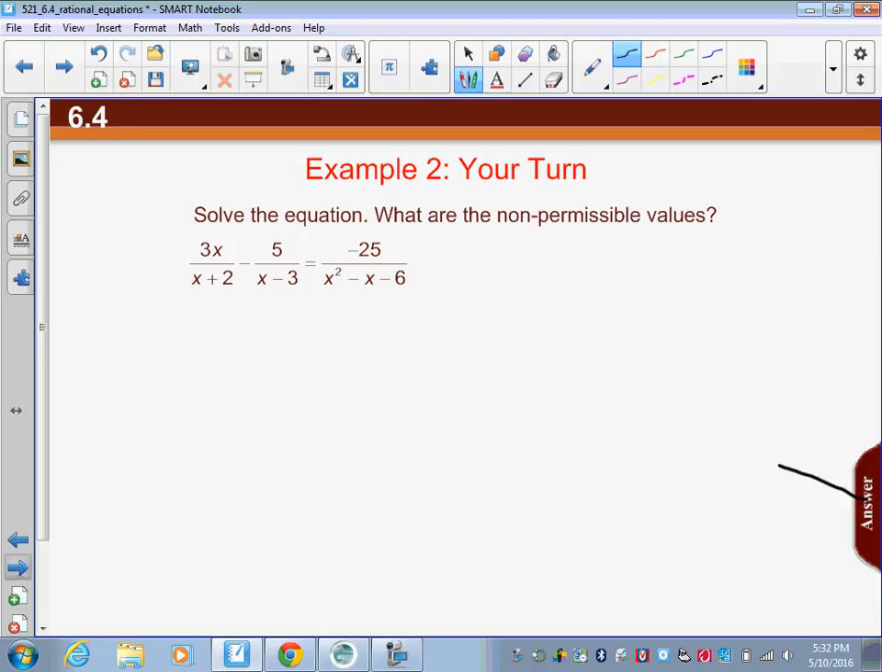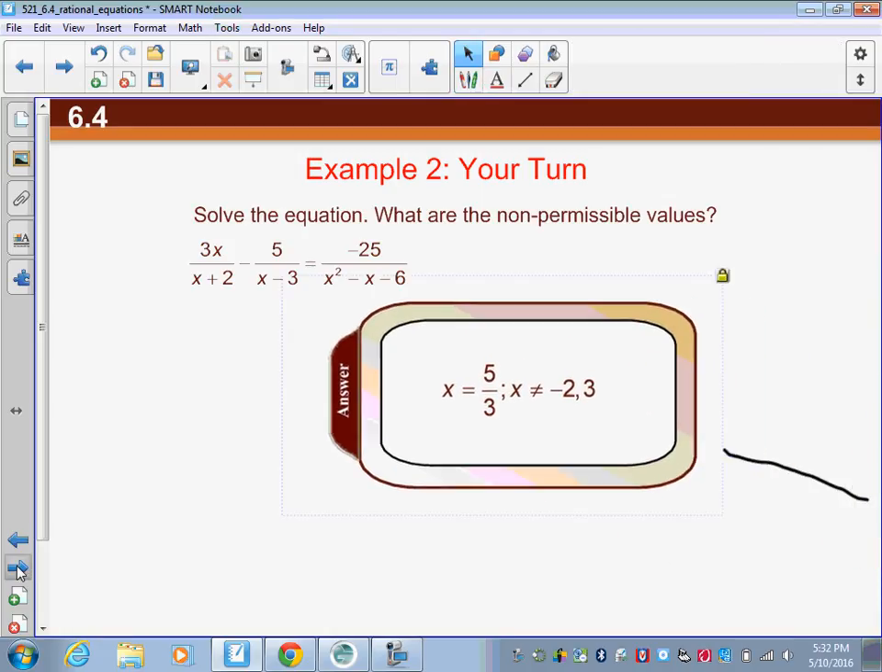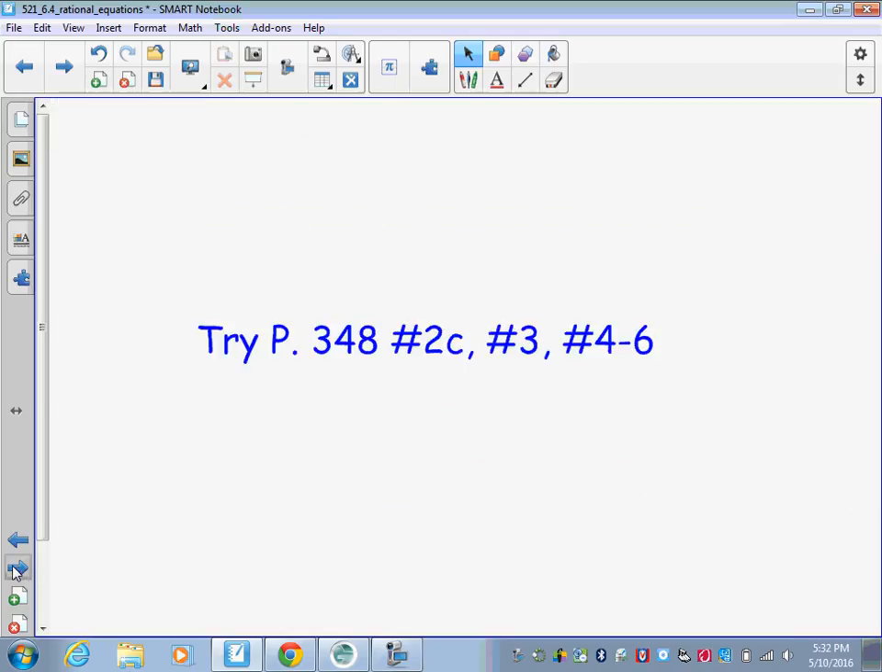And the answer? X is equal to 5/3. X is not allowed to be negative 2 and 3 for the non-permissibles. And again, you can try these ones on your own at home.